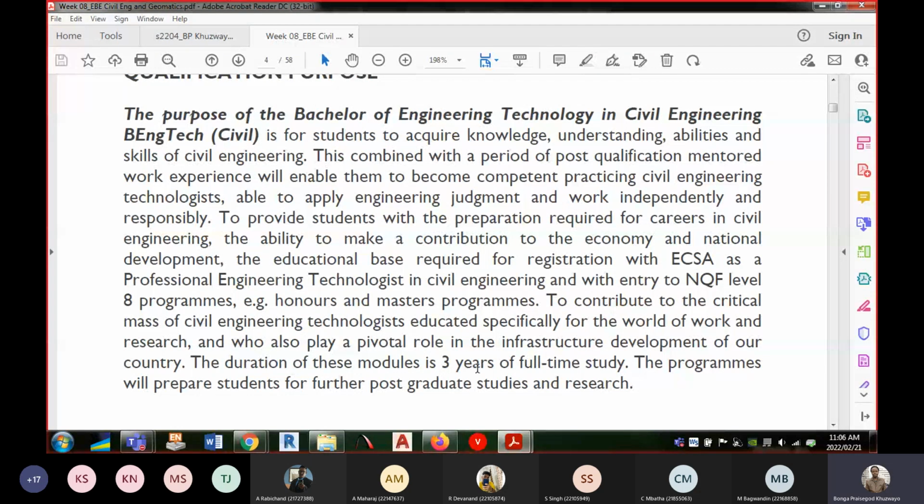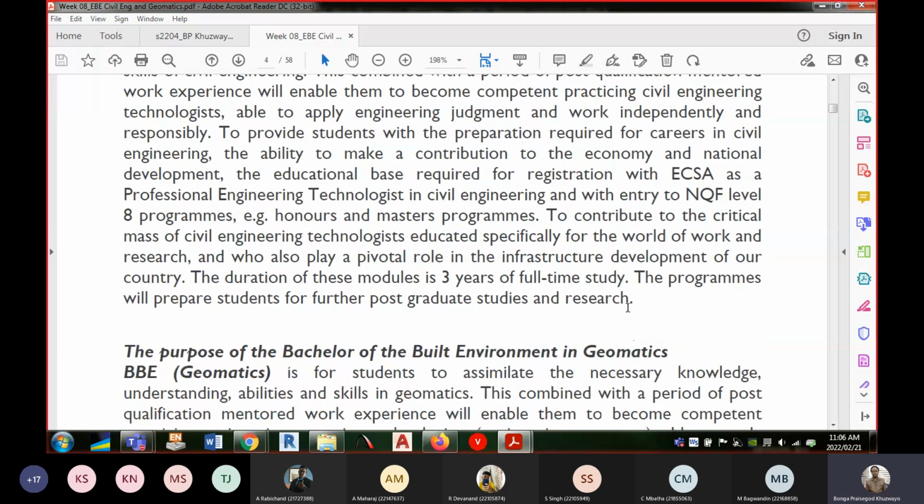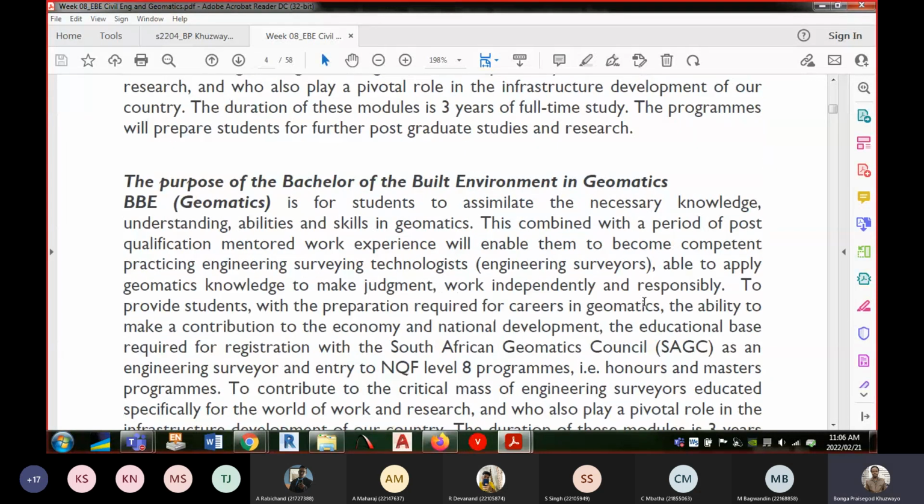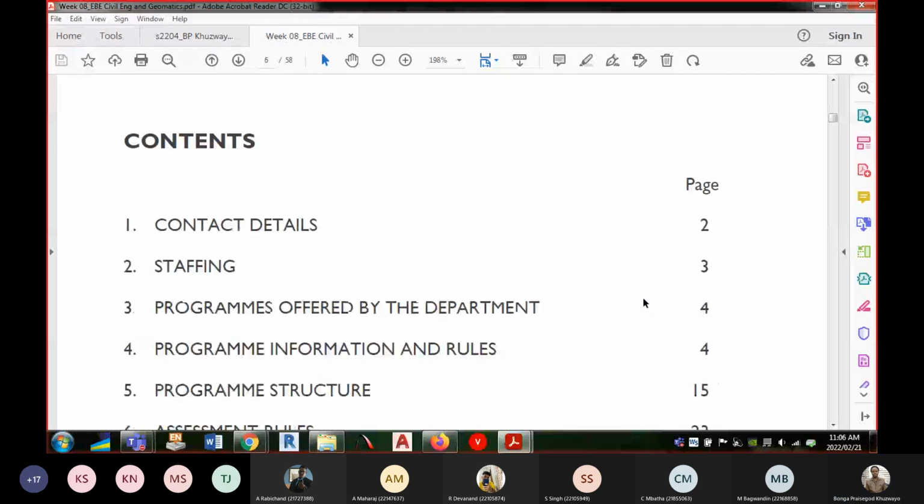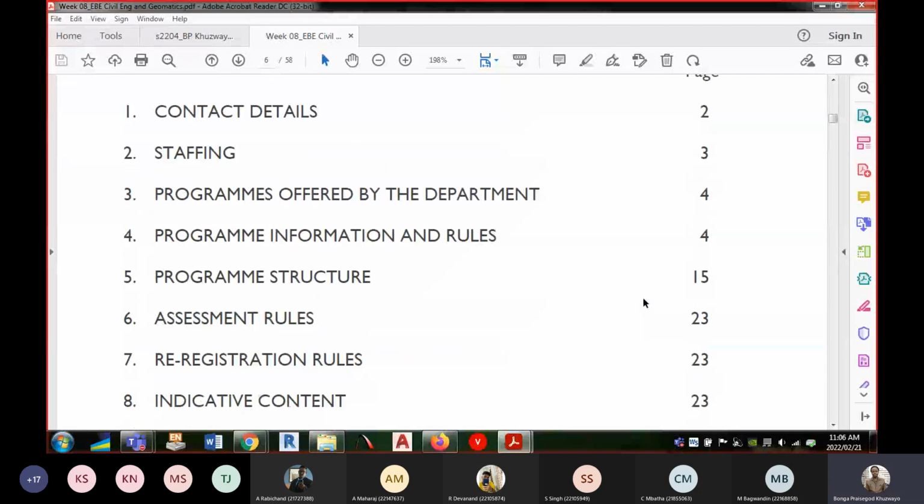The 3-year degree, there is no in-service training. We have a design project at third year, second semester. Right, so there's other information that you'll find here with regards to the staffing, the assessment rules, which we're going to discuss very briefly, and re-registration rules.